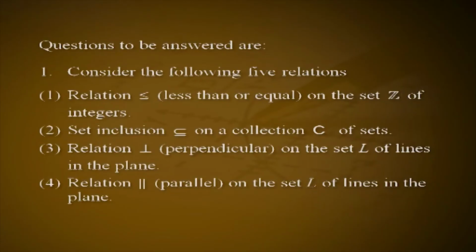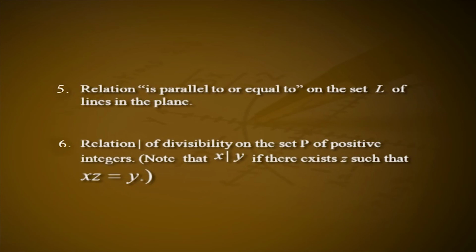Consider the following 6 relations. 1. Relation less than or equal to on the set Z of integers. 2. Set inclusion, subset of, on a collection C of sets. 3. Relation perpendicular on the set L of lines in the plane. 4. Relation parallel on the set L of lines in the plane. 5. Relation is parallel to or equal to on the set L of lines in the plane. 6. Relation of divisibility on the set P of positive integers. Note that x divides y if there exists z such that xz is equal to y.